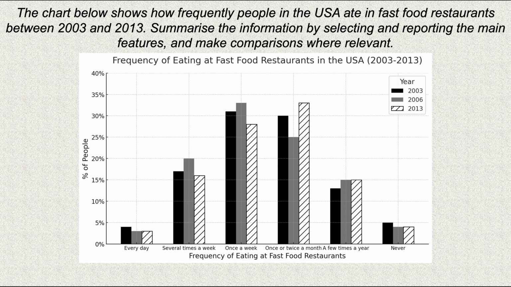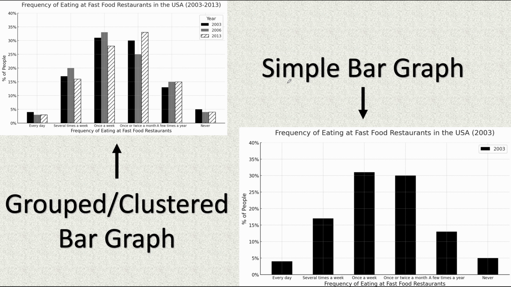In this video, we'll be working on this IELTS Writing Task 1 academic question. The graph shows how frequently or how often people ate at fast food restaurants. This is a grouped or clustered bar graph. In a simple or basic bar graph, there is one bar in each category. We have 3 bars in each category. So it means we have more data to work with.